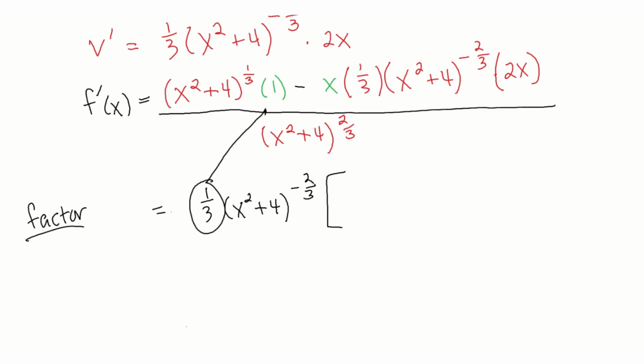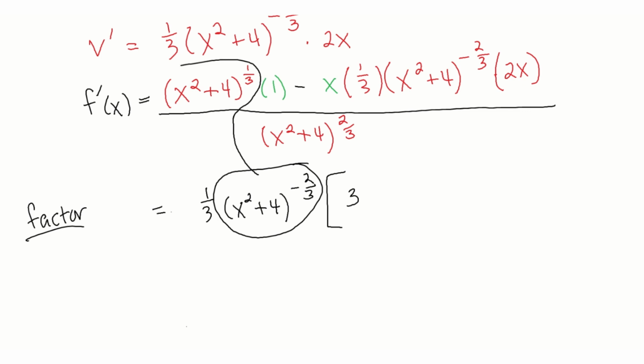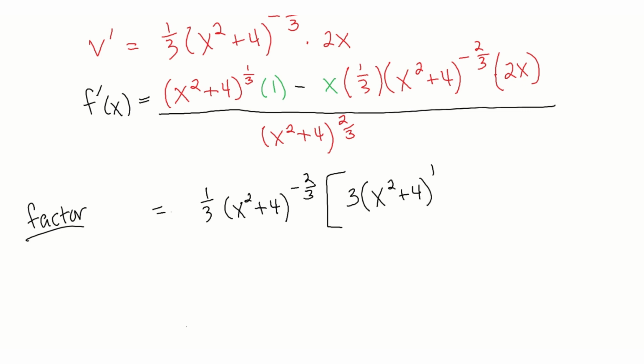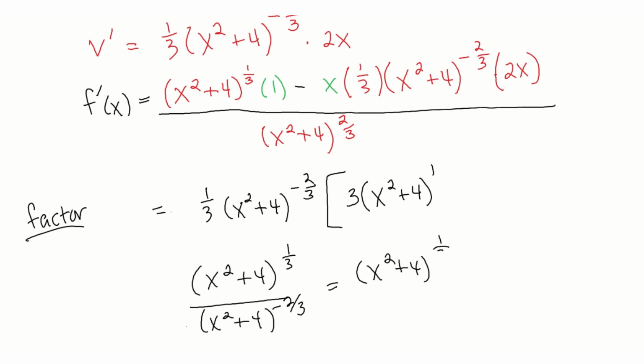Factoring this out of the first term, 1/3 goes into 1 3 times. And this factor to the negative 2/3 goes into the factor to the 1/3 1 time. Recall the properties of exponents says that when we divide the same bases with different exponents, we can subtract the exponents. So 1/3 minus a negative 2/3 is the same as 1/3 plus 2/3, which is 1. And we don't have to write powers of 1s.